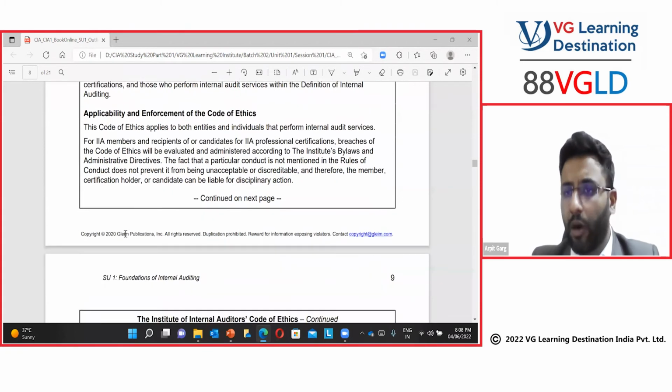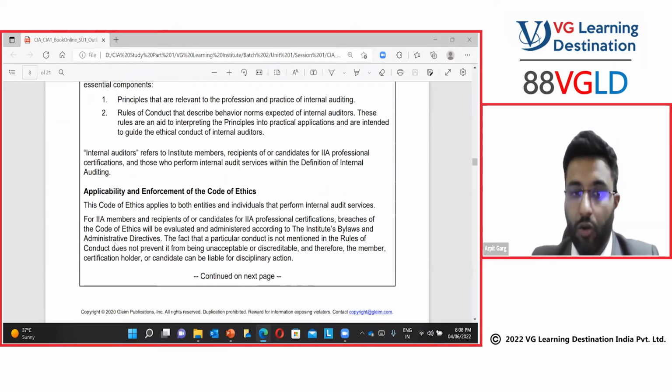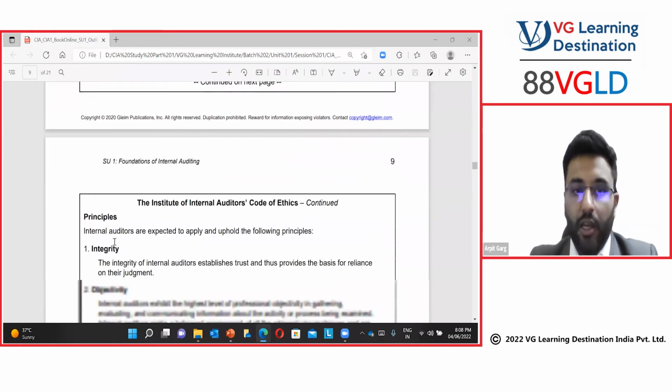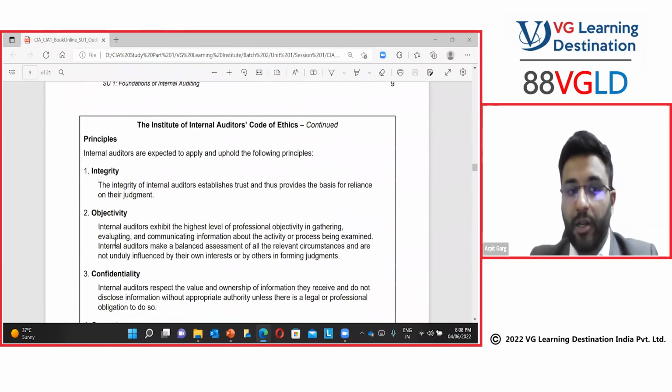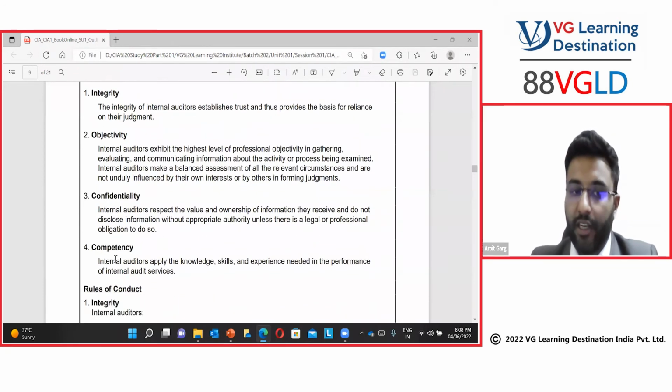So again, this is not important. This is just from a coverage point of view. Wherever it is more important, I'll put a lot more emphasis, folks. Moving on now to the principles. Internal auditors are expected to apply and uphold the following principles: integrity, objectivity, confidentiality, and competency.